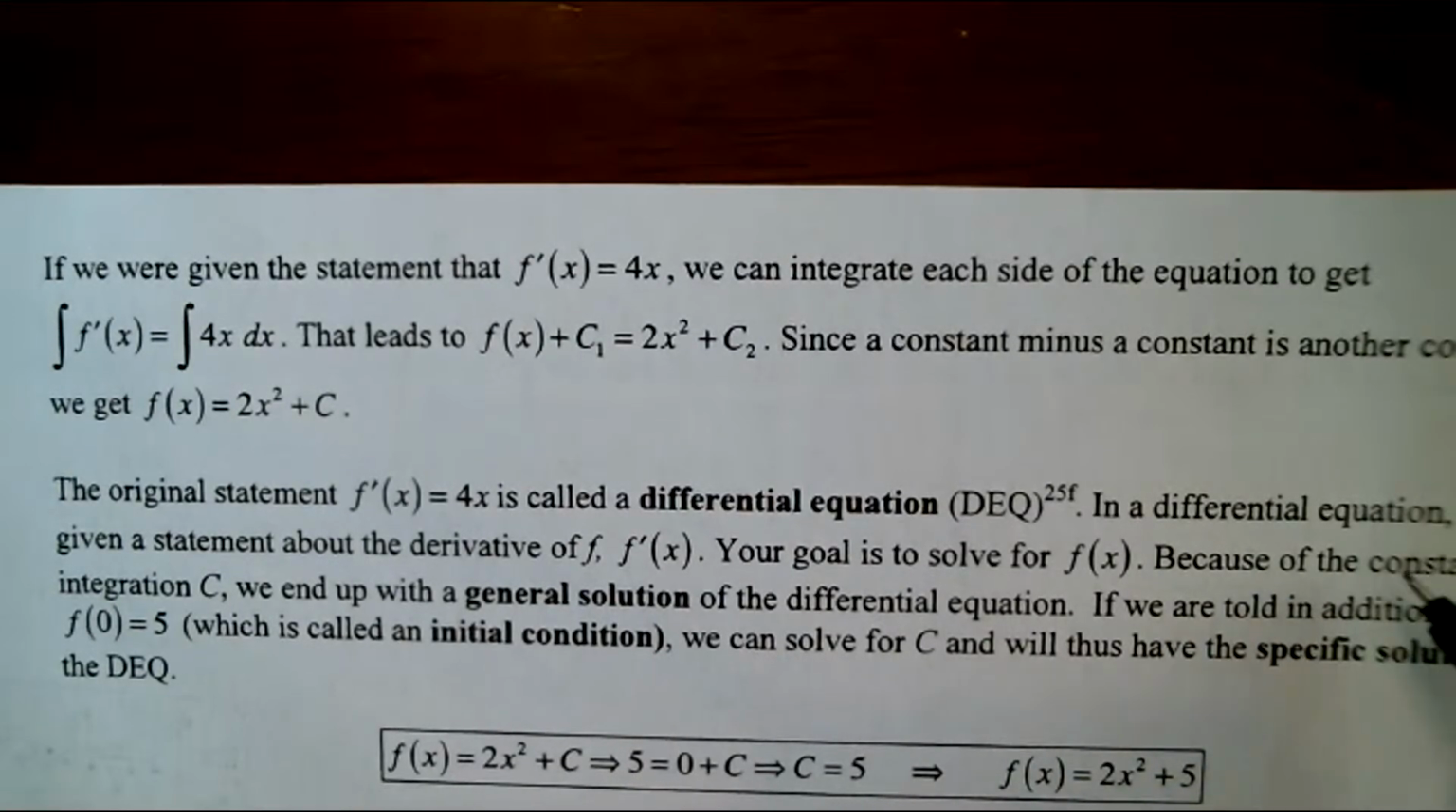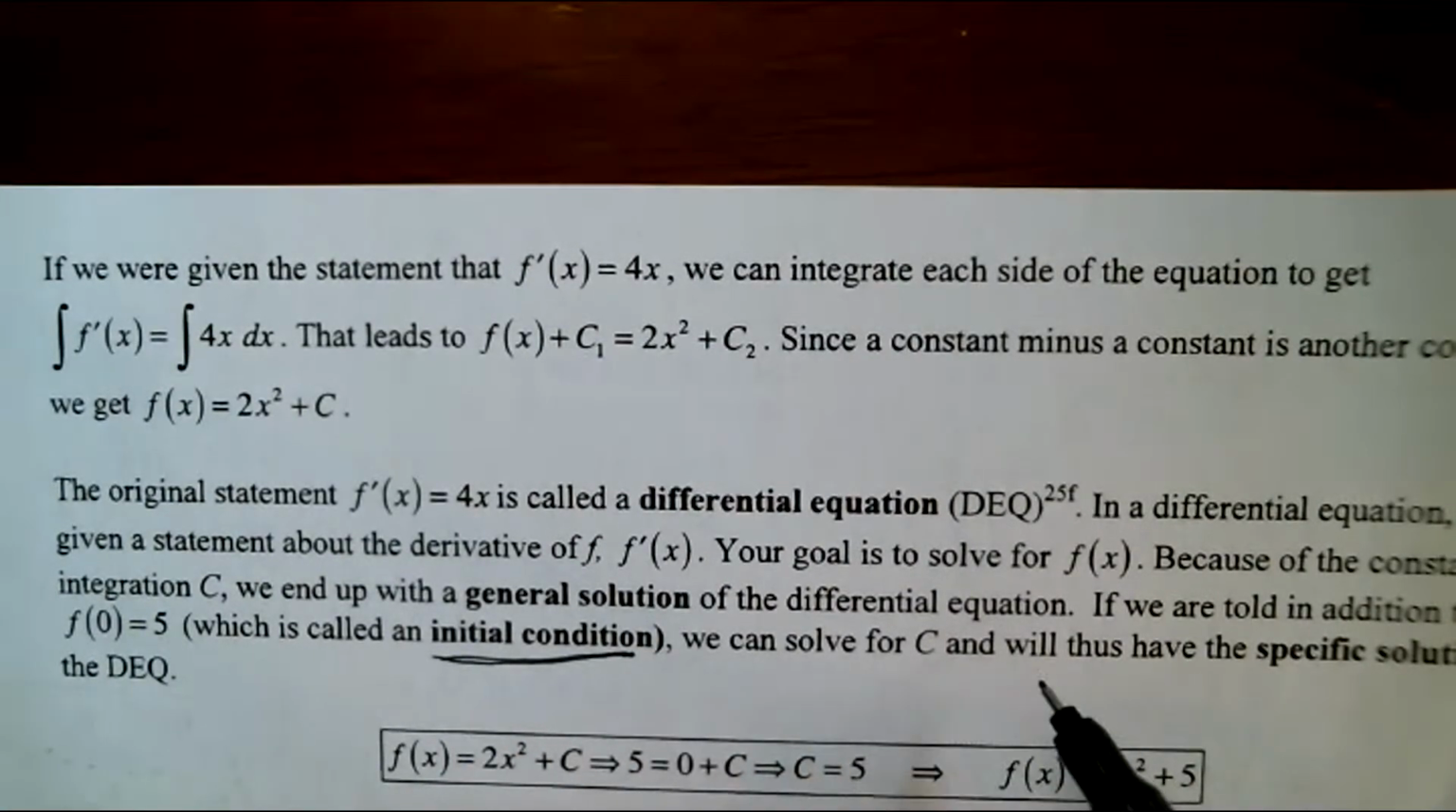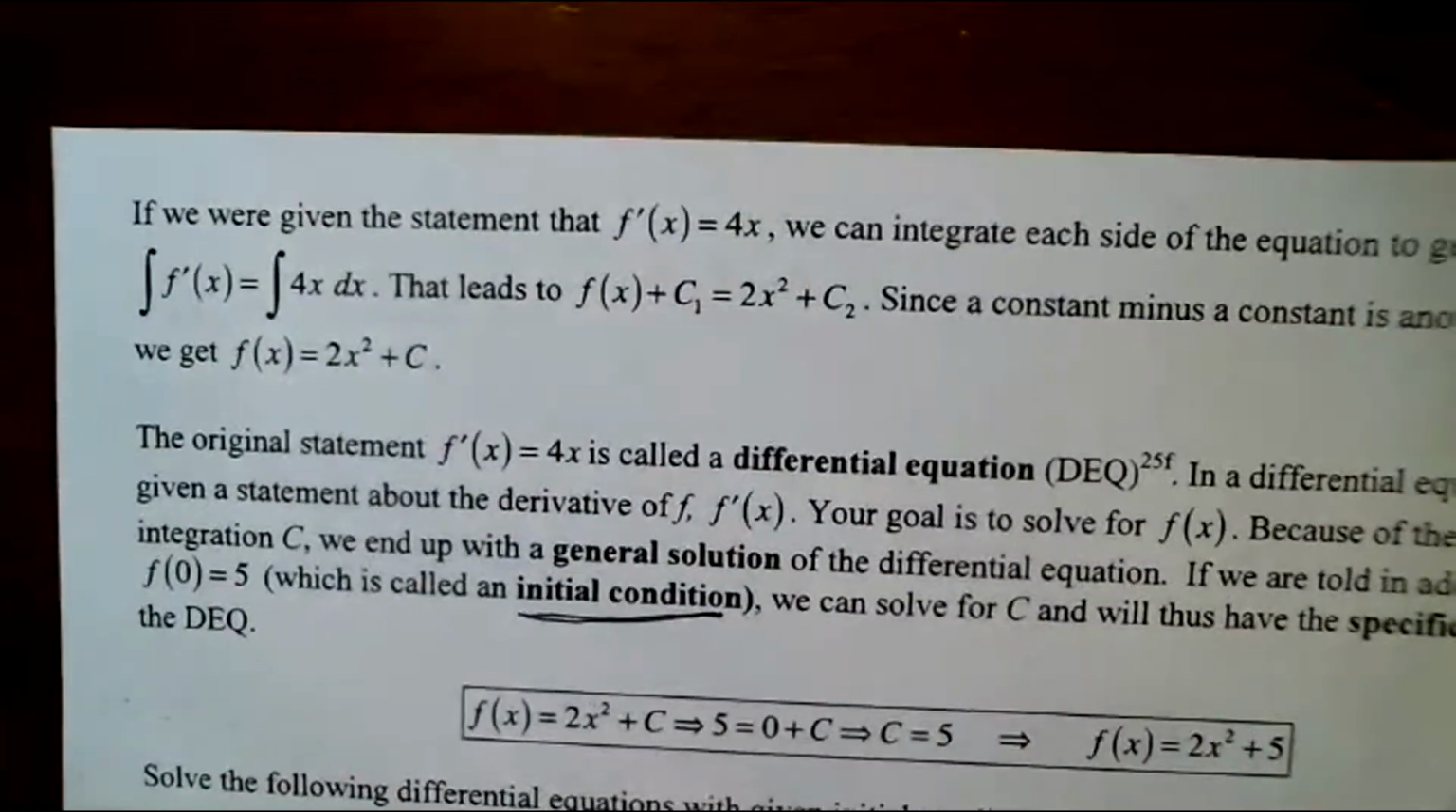Because of the constant of integration c, we end up with a general solution of a differential equation. If we're told in addition that f of 0 is equal to 5, so if it gives us another condition right here, this is called an initial condition, we can solve for C and will thus have a specific solution for that differential equation.